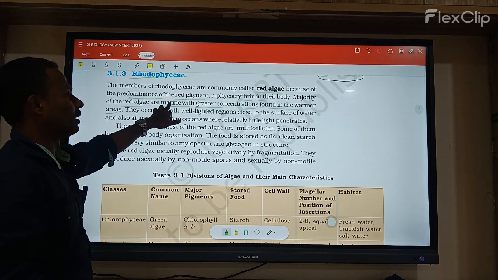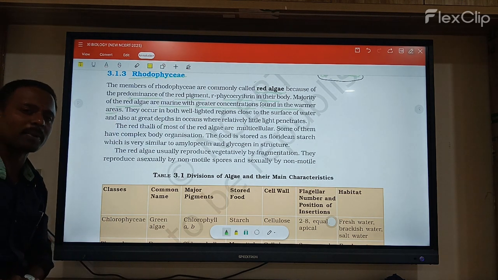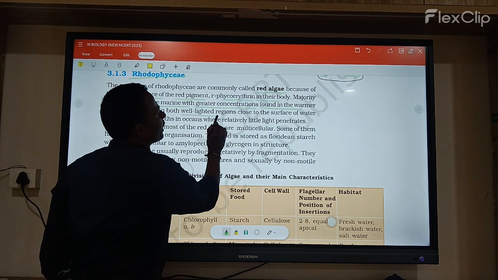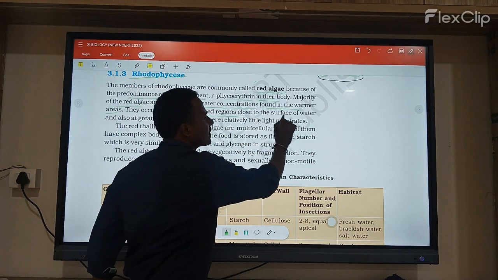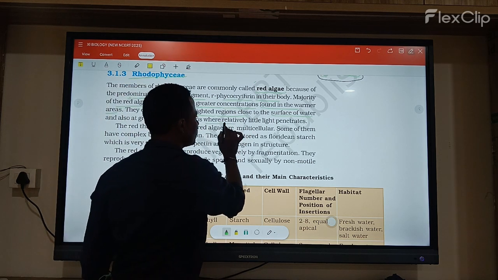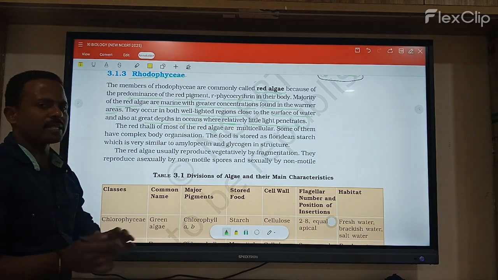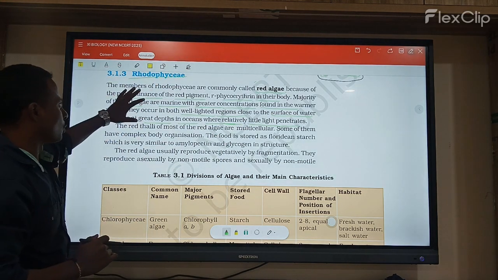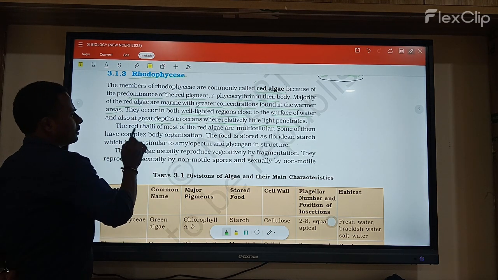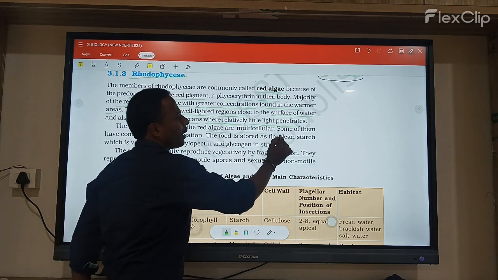Where do they also grow? In marine or warm areas, these members are also growing. Next, they occur both in well lighted regions close to the surface of the water and also at great depths in the oceans, where relatively little light penetrates, which is below the water surface. These Rhodophyceae members mostly grow there.